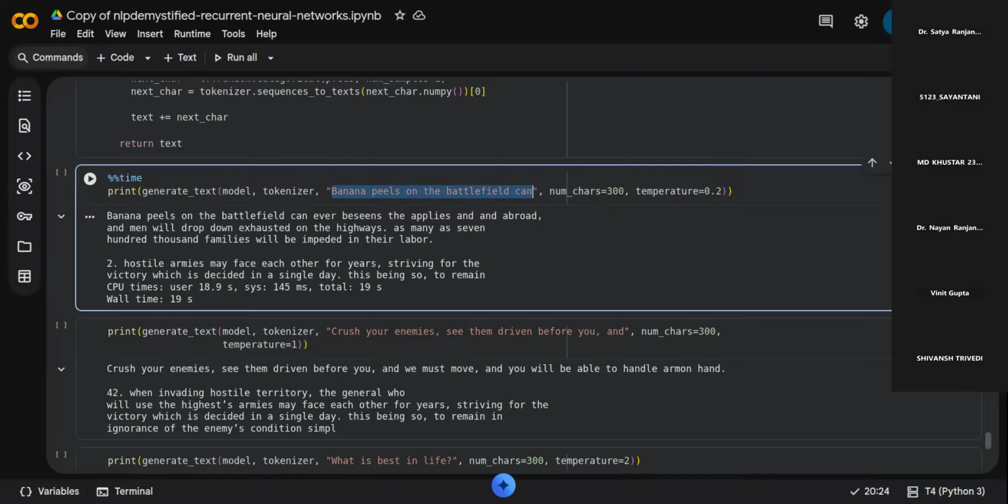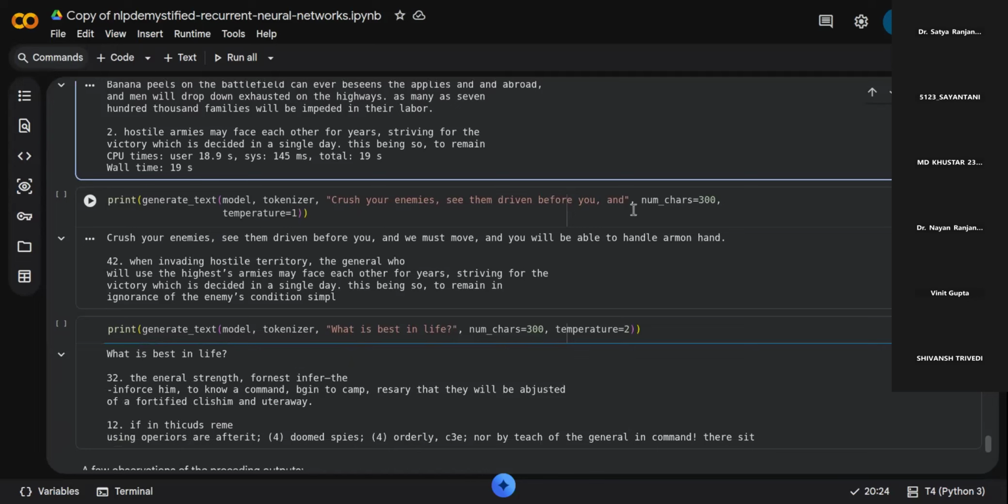If temperature is low, then the sampled character will be more accurate. If temperature is high, it is more random. Just remember that part. And when you put it in, it generates the next 300 characters like this: "Banana peels on the battlefield can over the apples and the abroad, and men will drop down exhausted." So somehow it is producing a good result.